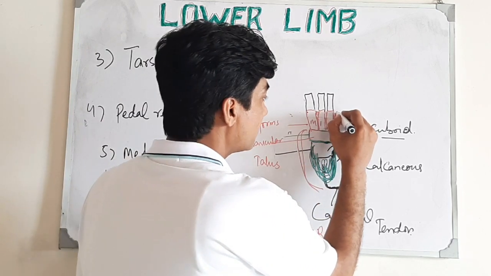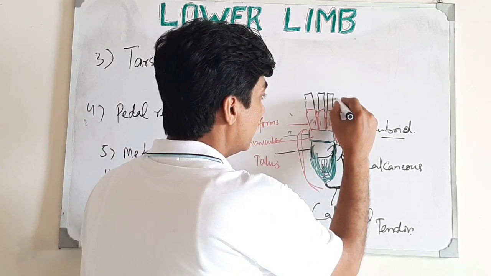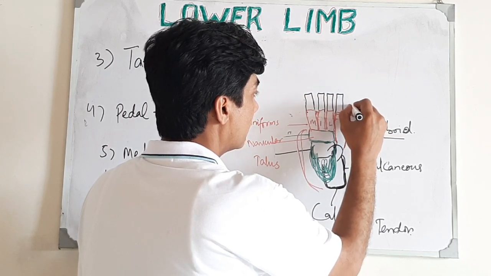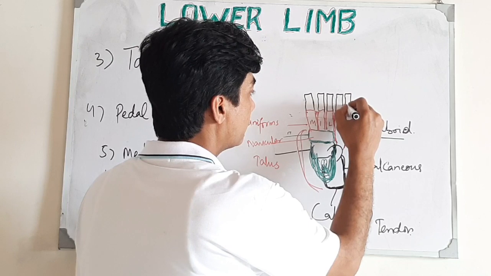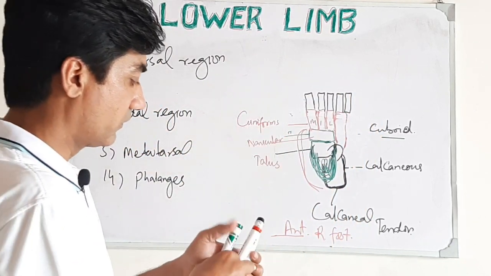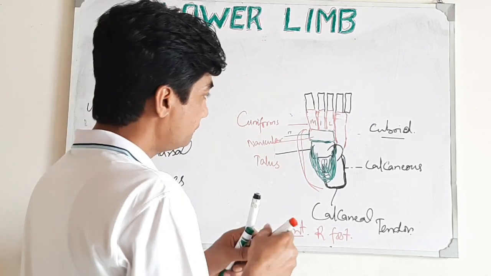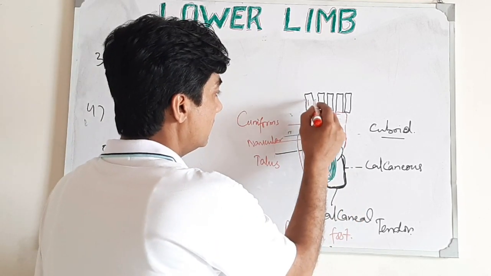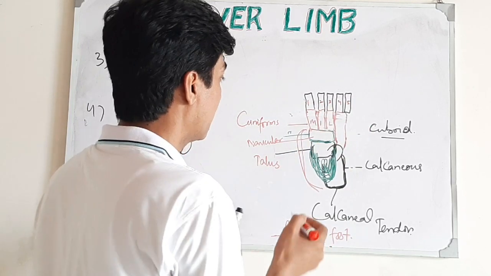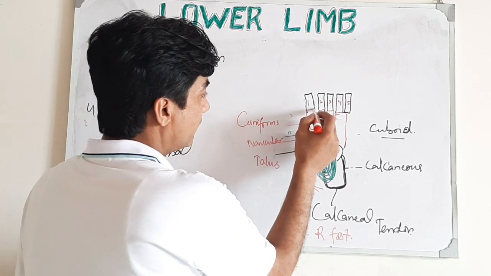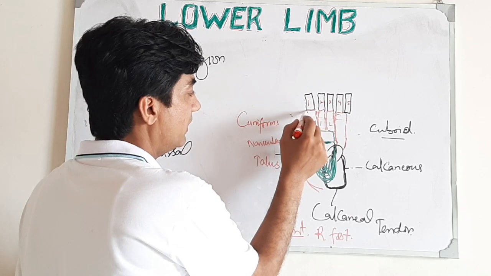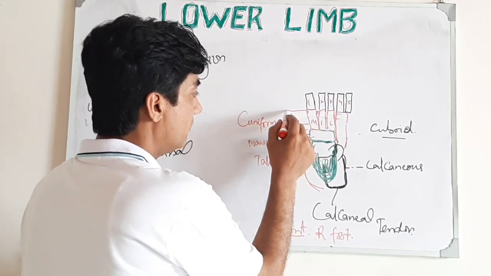These are the 5 metatarsal bones from medial to lateral: 1, 2, 3, 4 and 5th. Like metacarpals, its structure is the same. Here is the base, which is connecting with the tarsal region. This is the base.